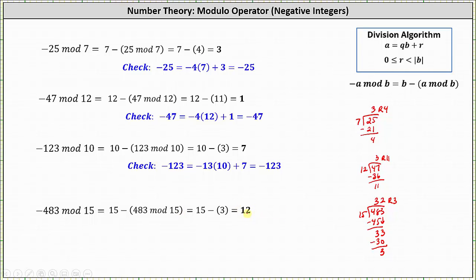Again, 12 is greater than or equal to 0 and less than 15. Let's finish by making sure we can express negative 483 in the form of the equation given by the division algorithm. Negative 483 is equal to negative 33 times 15 plus 12, verifying 12 is correct.